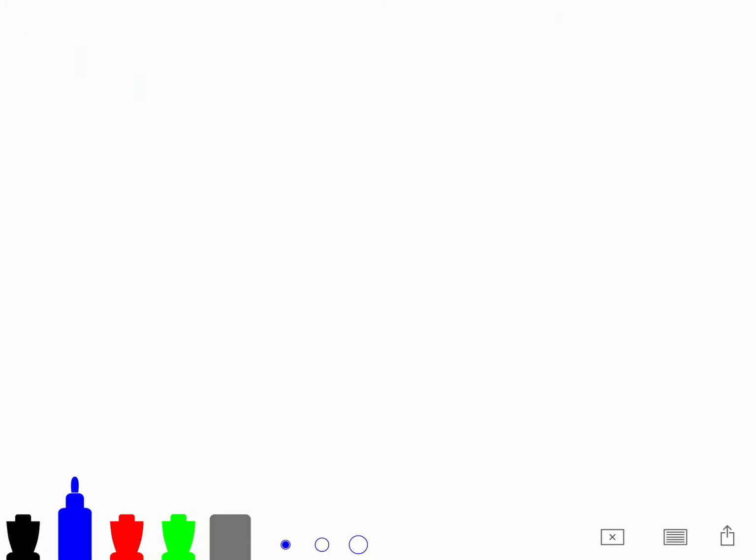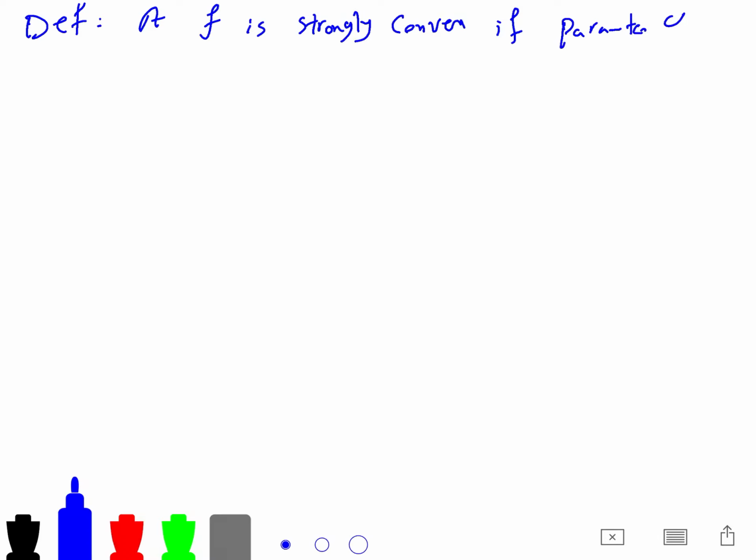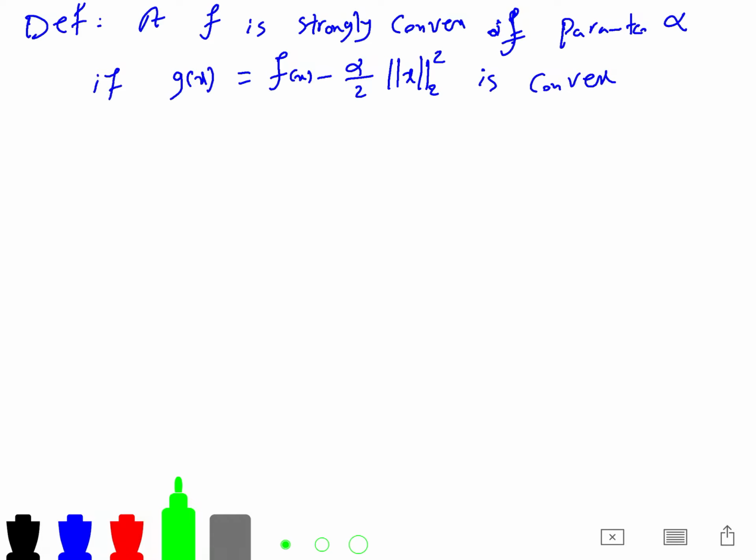So another concept that I want to talk about: first I define what a strongly convex function is. A function f is strongly convex with parameter alpha if g of x equals f of x minus alpha over 2 times x squared is convex. So a function f is strongly convex if g of x is convex.